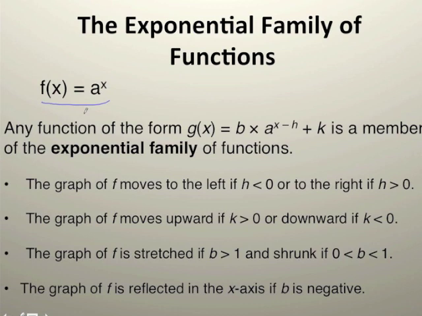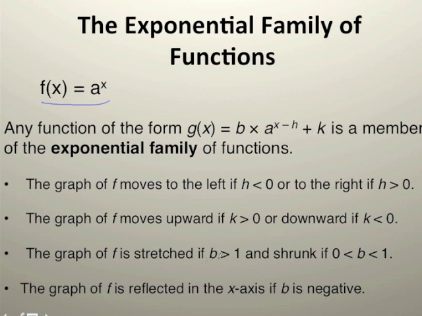The graph of g of x would move the f graph to the left if h is less than 0, so if it looks like x plus something, or to the right if h is greater than 0. So when it looks like x minus a number, that's in the exponent. It moves up if k is greater than 0, when you're adding the k, or down if it's less than 0, so it looks like subtracting k.